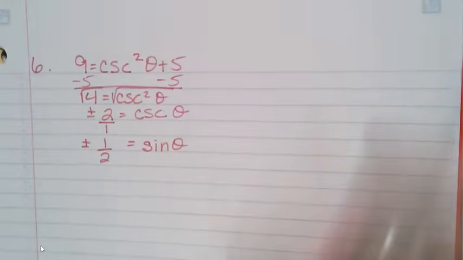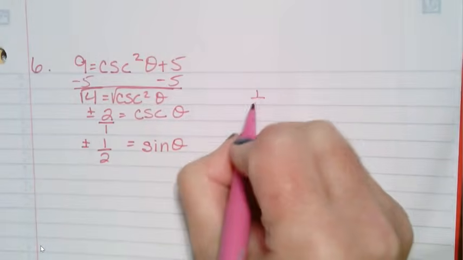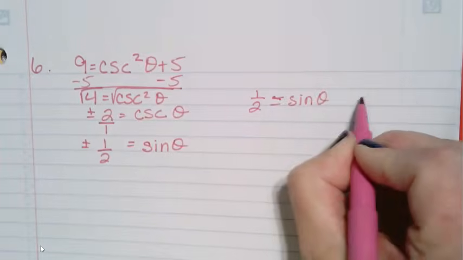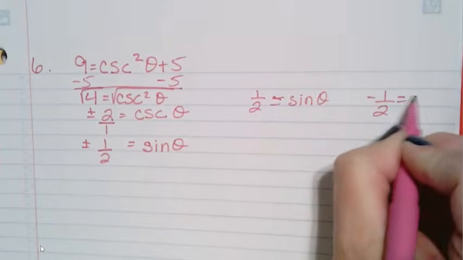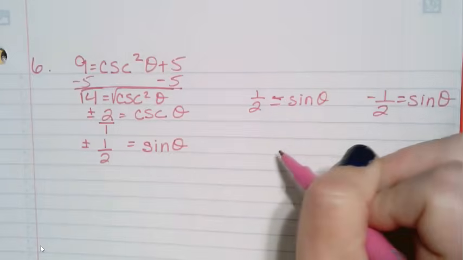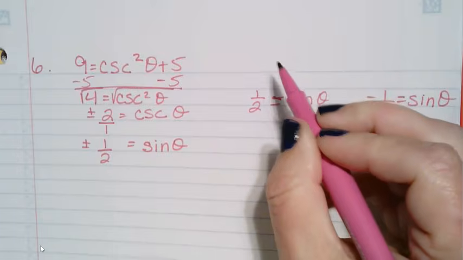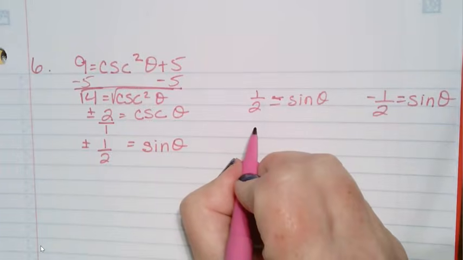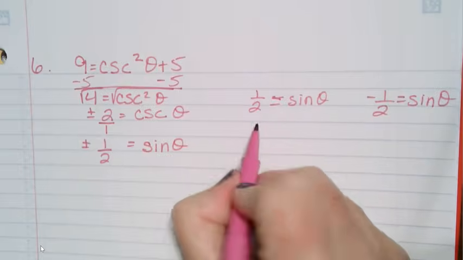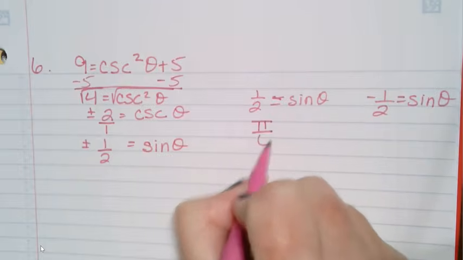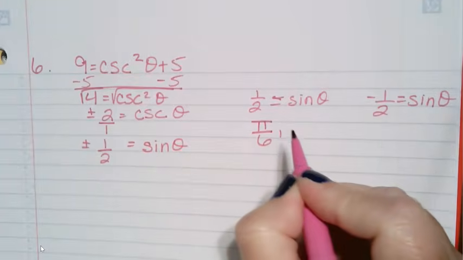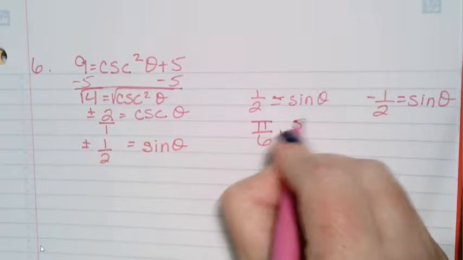So here we go. 1/2 equals sine theta, and we're also going to need negative 1/2 equals sine theta. For positive 1/2, it'll be pi over 6. And the other time it's going to be positive will be over at 5 pi over 6.